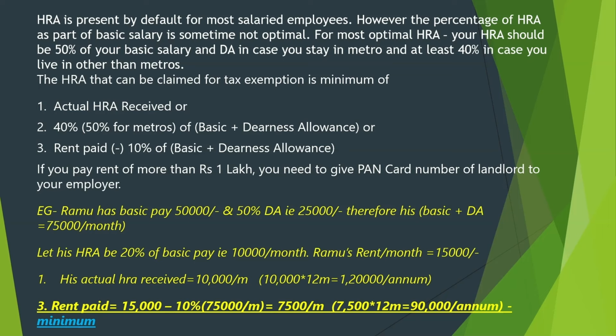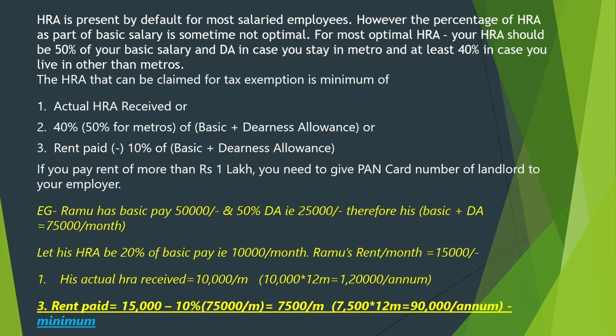Now, for an example, let's assume that Ramu has a basic pay of rupees 50,000 per month and a DA of 50% of basic pay, which is equal to 25k per month. That is, the total basic pay plus DA of Ramu is 75,000 per month. As per his employer norms, he gets an HRA of 20% of his basic pay, that is rupees 10,000 per month by default. Ramu is staying in a flat which costs him rupees 50,000 per month.